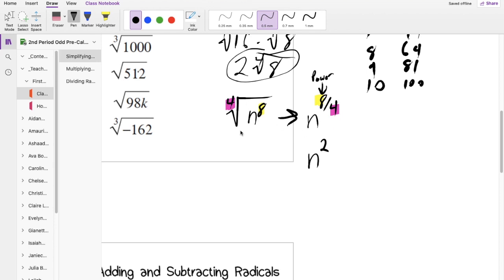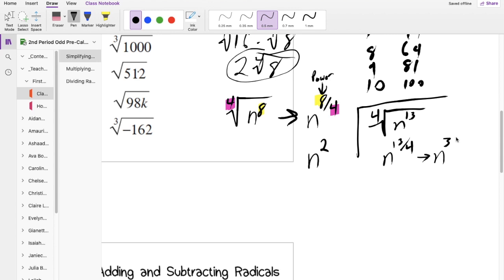If this had been some other number, let's do a little sidebar. Let's say that this was the 4th root of n to the 13th power instead. We can still turn this into the rational exponent. So this would be n to the 13 over 4. And I can simplify this to a mixed fraction, so this would go to n to the 3 and 1/4.